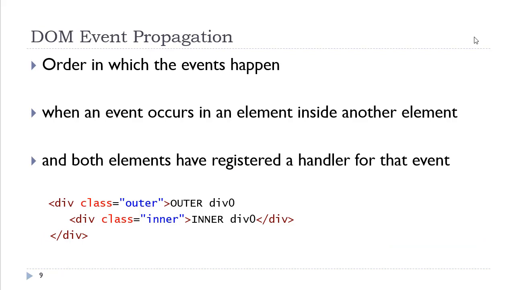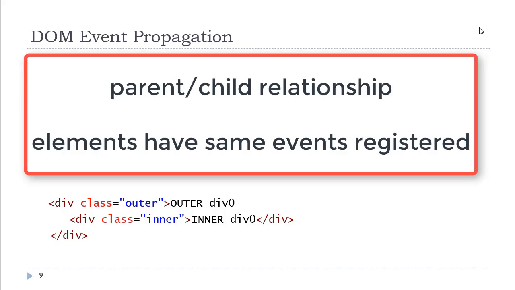In the document object model, we have what is called event propagation. This model dictates the order in which events happen when an event occurs in an element that is inside another element, and both elements have a registered handler for that event. So let me explain this. This has to do with a parent-child relationship, and both elements have the same event registered, for example, a click.